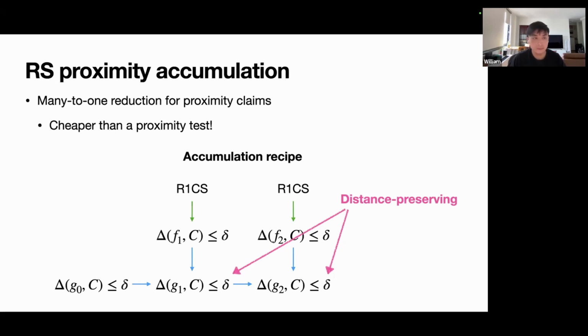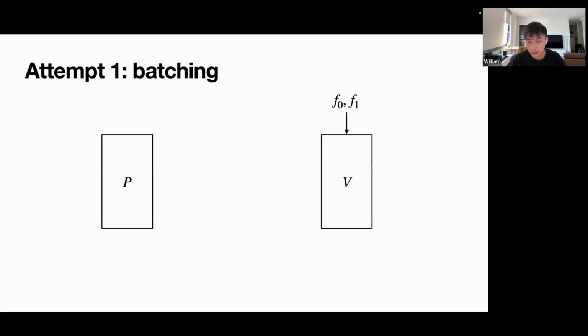Okay. So let's take a look at how we can construct this many-to-one reduction. For our first attempt, we have a prover and verifier. The verifier receives as input the two input vectors F0 and F1. And the natural strategy would be to do some sort of batching of the proximity claims. So this is a very common technique. The idea is that the verifier will just sample a random challenge alpha, and then it will output the random combination of F0 and F1 under alpha.